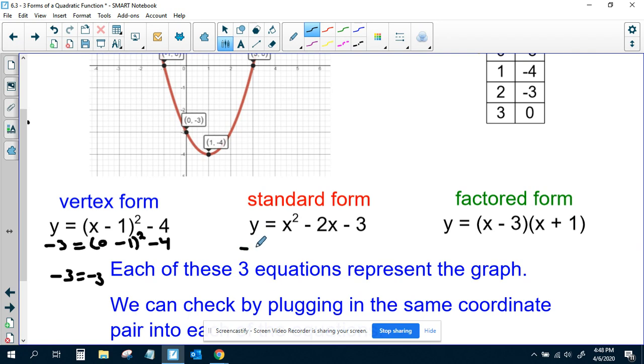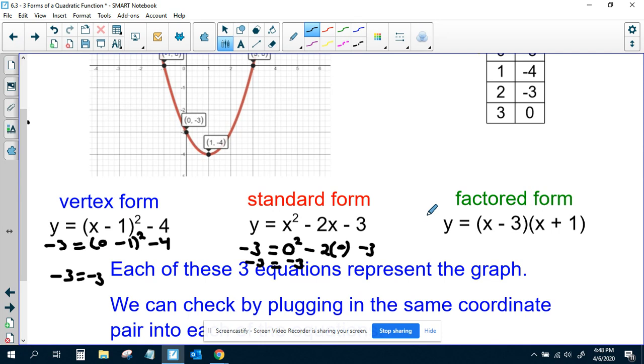We're going to plug in a -3 for the y, and we're going to plug in a 0 for our x's. So we're going to have 0 squared minus 2 times 0, and then minus 3. Well, 0 to the second power is just 0, and then minus 2 times 0. Well, 2 times 0 is also 0. So 0 minus 0 is still 0, and then minus 3. So on the left, we still have negative 3, and on the right, we have negative 3. So we've checked out there also.